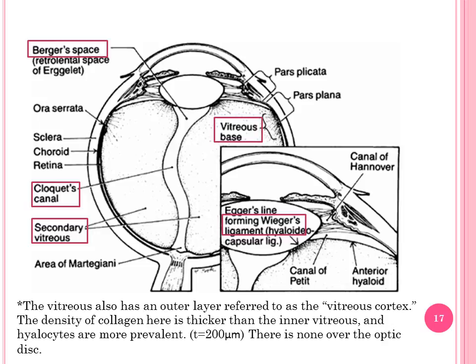I also want to make a point that the vitreous has an outer layer referred to as the vitreous cortex. The density of collagen here is thicker than the inner vitreous, and the hyalocytes are more prevalent. The thickness, we say, is about 200 microns. There is none over the optic disc. This isn't demarcated on pictures. Just know that in this jelly-like fluid, the outer portion is known as the cortex, and it's a little bit thicker because it has more hyalocytes, and the inner is a little less thick, or less viscous.